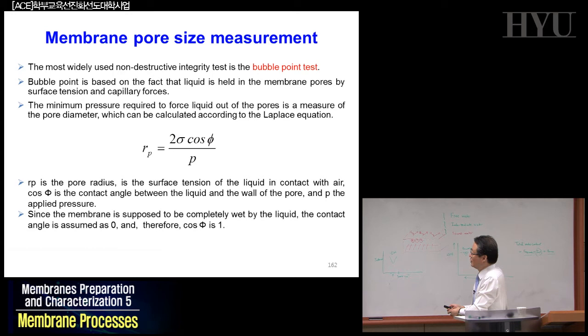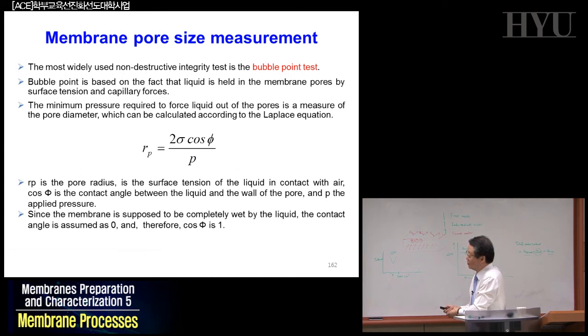Sigma is the surface tension, phi is the contact angle between the liquid and the pore, and P is the applied pressure. When the contact angle is 0, then cosine theta is 1. If it's water, then you can cancel this out because cosine theta is 1, and then you can calculate the pressure.